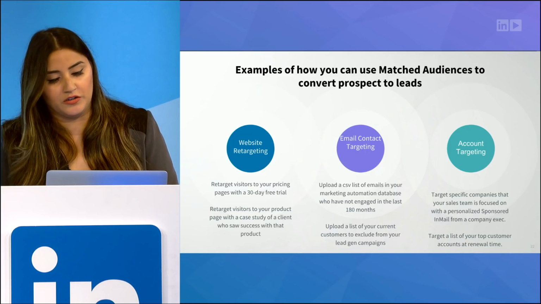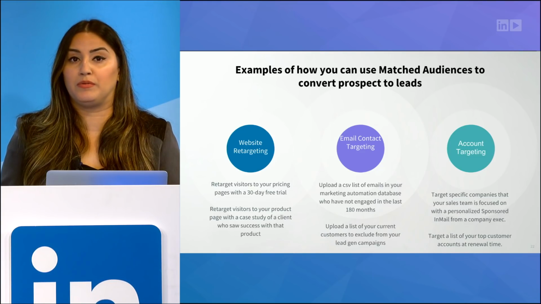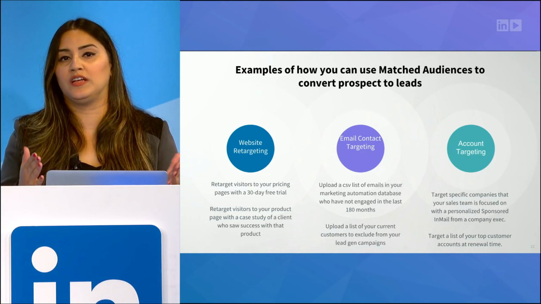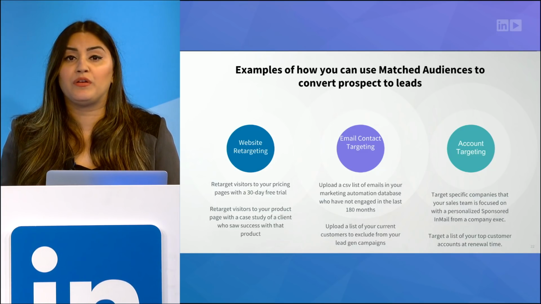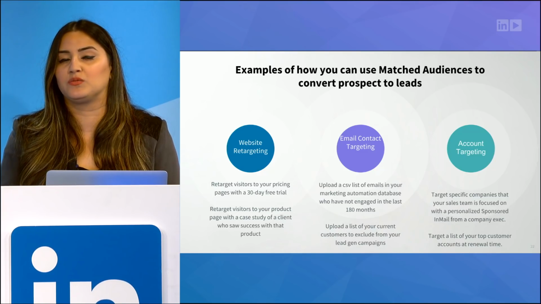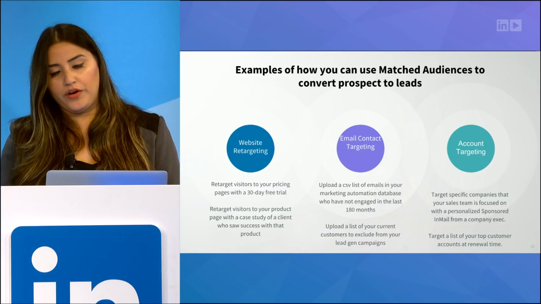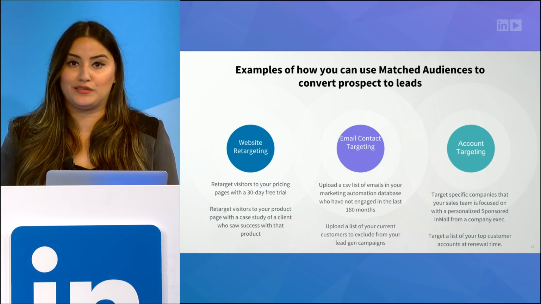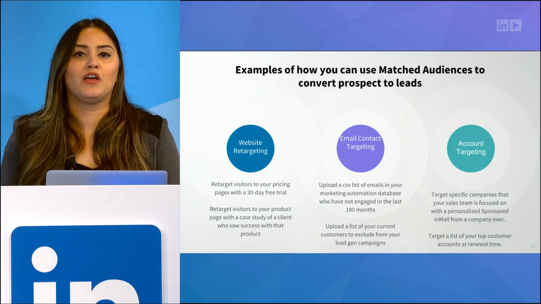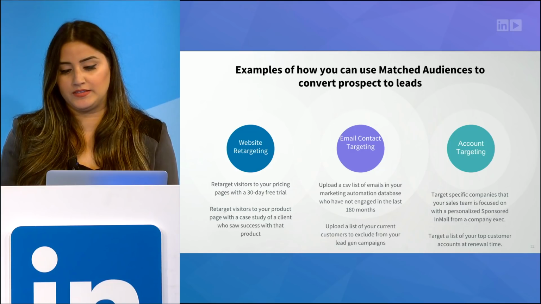From an email contact targeting perspective, you can upload an email list of people who have not engaged with you in the last 180 days, or however many days you set that requirement to be. This is a great way for you to engage people who have gone dormant on you or have not been as responsive, and try to re-engage them and get them back into your funnel. Or you can upload a list of current customers to exclude them from your efforts or message them differently, because current customers would probably want to be talked to differently than your prospects.